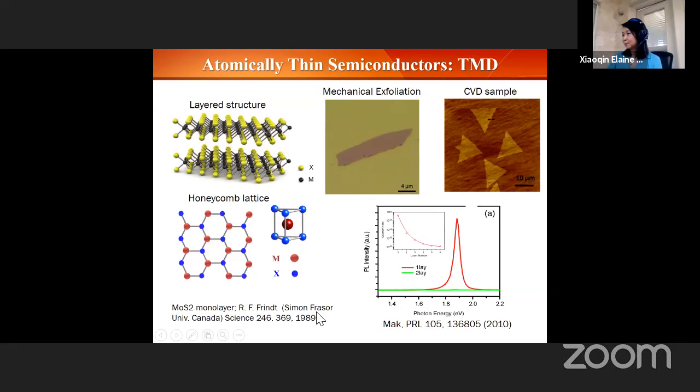I should say this particular material is MoS2, and the monolayer form of this material was isolated back in the 80s and even published in a decent journal. At the time, people were not interested in optical properties, and so people like myself did not pay much attention to these materials.